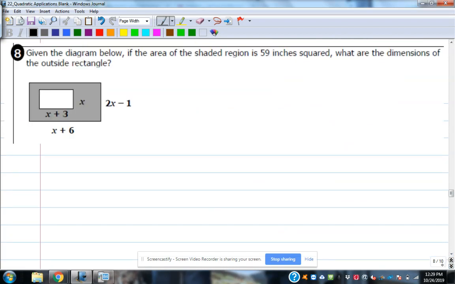Sad. All right, let's look at number 8. This is an ACT-ish type of question. I've seen problems like this on several of the practice tests that I've looked at and the retired ACT test. So given the diagram below, the area of the shaded region is 59 inches squared. What are the dimensions of the outside rectangle? So the bigger rectangle is what we're trying to find the dimensions of. So how do we do that?